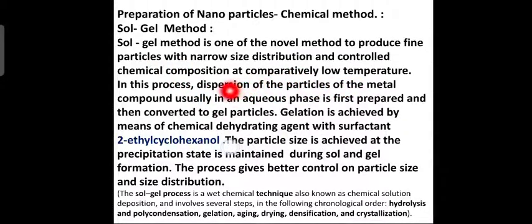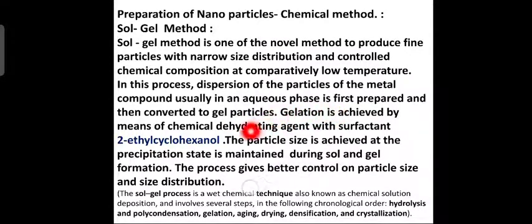you know that in a colloidal solution there will be two phases, disperse phase and dispersion medium, and based on that the classification of colloidal systems is done. So, in this process, a dispersion of the particles of the metal compound, usually in aqueous phase, is first prepared. You should prepare the aqueous phase dispersion as the dispersion medium. So, particles are to be dispersed in the aqueous medium and then converted into gel particles. This is one of the types of colloidal solutions.